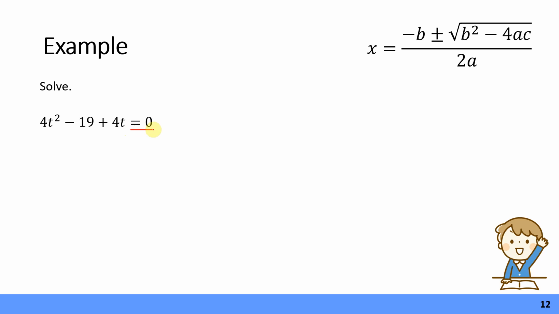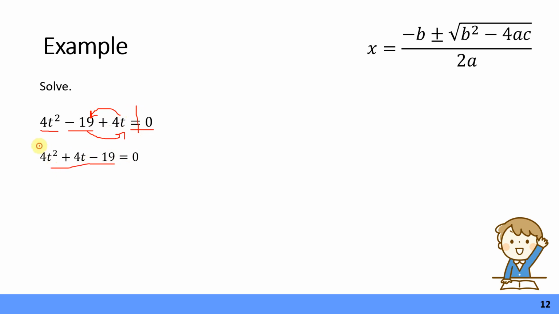Now, before you go on and tackle this problem on your own, remember, in order to use the quadratic formula, it has to be in order, which it's not. In order means that we have the t squared first. The number that doesn't have a t has to go at the end. So I just moved it to the end. It doesn't change sign because it's still on the same side of the equal sign. I just rearranged it. And then the 4t changes places with that one.